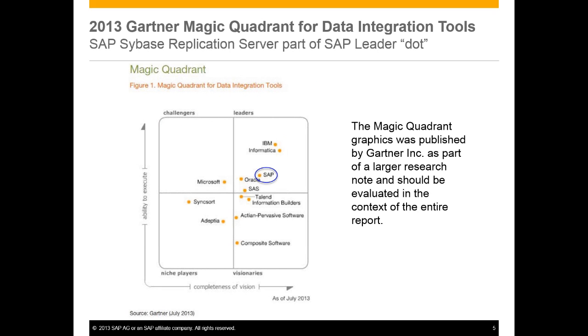So what's on slide number 5 here is replication server as part of what we call data integration. Gartner actually rated SAP Data Integration in the leadership quadrant, and the replication server is part of that rating. So in July 2013, just this month, there's a new report just published by Gartner.